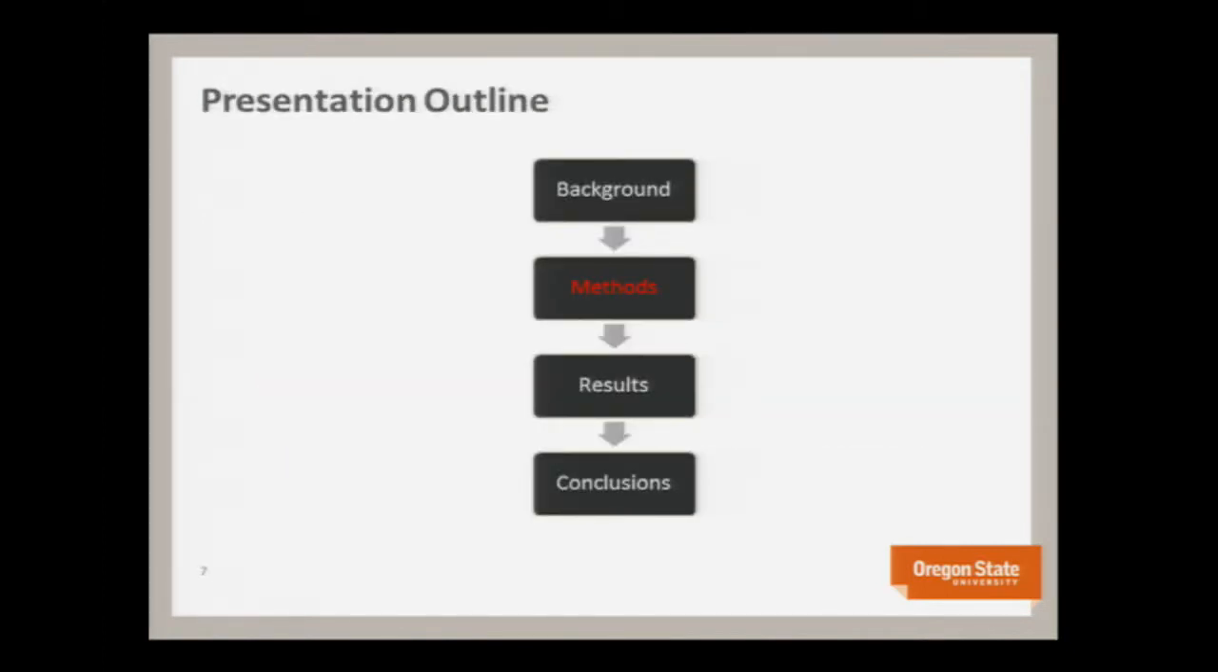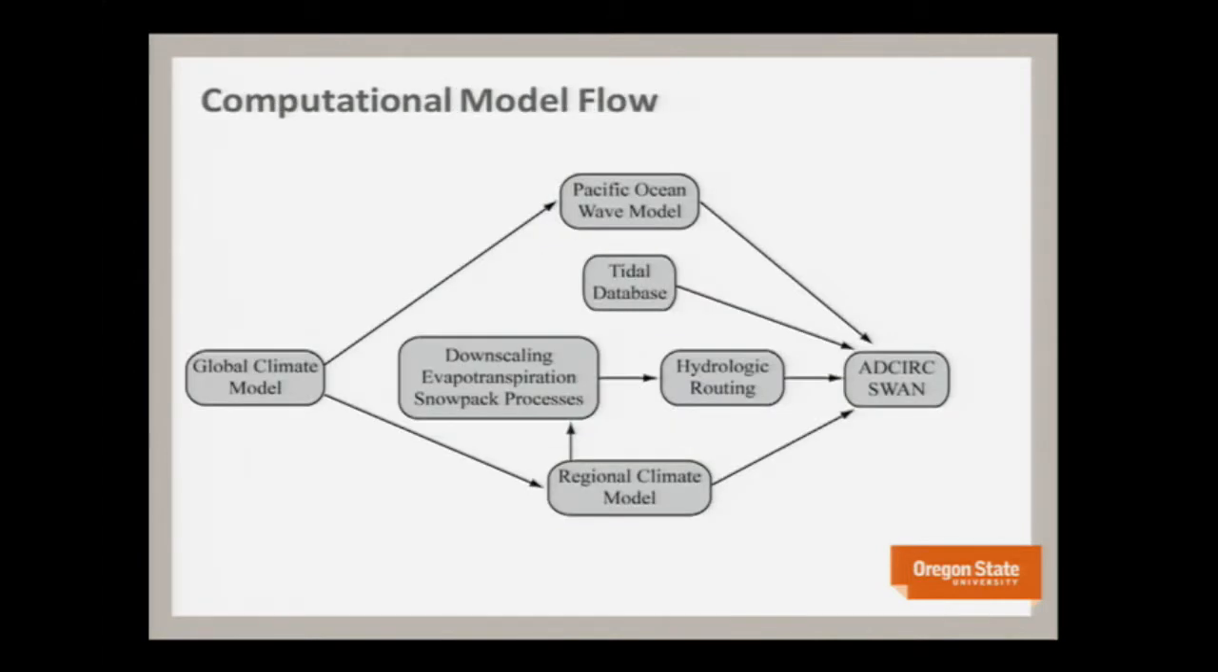So to move into the methods, I want to give you a little bit of an explanation of how we approach this. And this is our conceptual model. On the right-hand side, ADCIRC-SWAN is our main hydrodynamic engine. Okay, it tightly couples together a circulation model with a wave model. These models pass information back and forth at each computational time step.